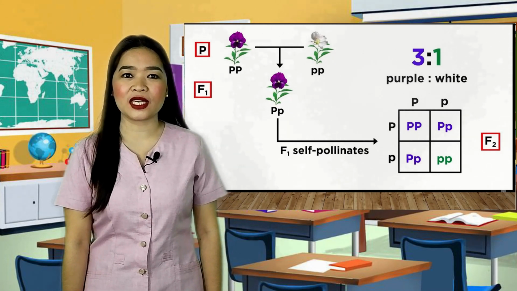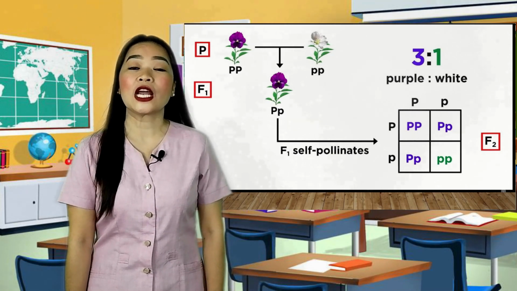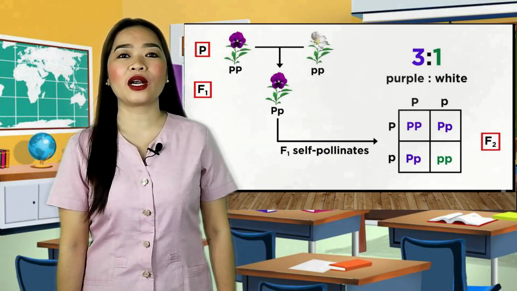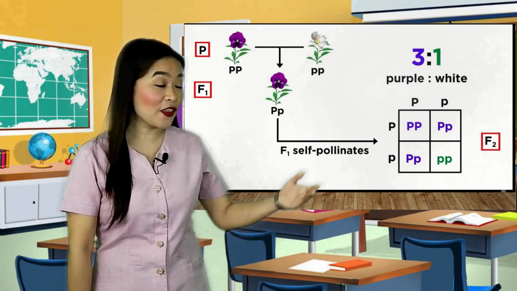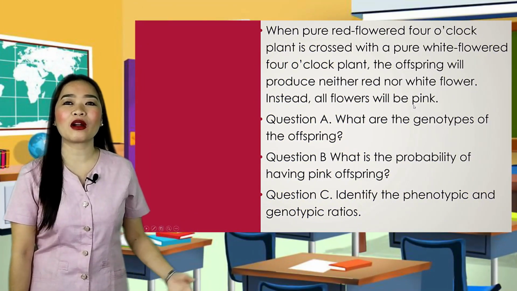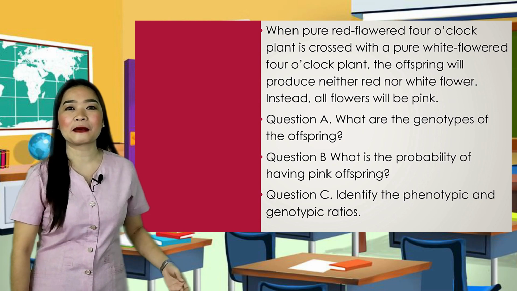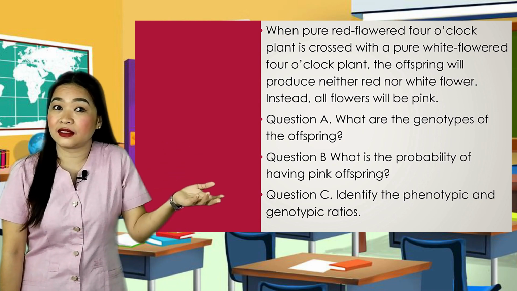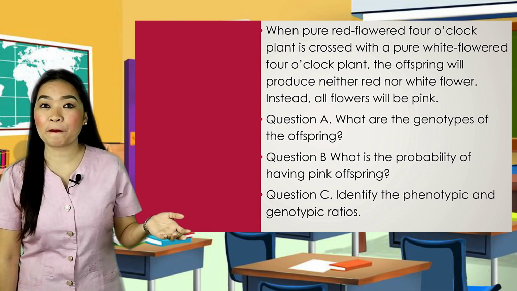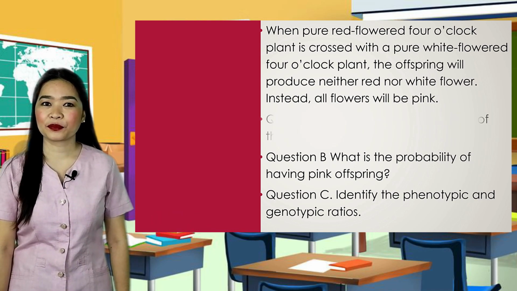However, there are some genes in heterozygote offspring that do not share the phenotype of either parent. To better understand, let us consider this genetic problem. When a pure red flower 4 o'clock plant is crossed with a white flower 4 o'clock plant, the offspring will produce neither red nor white flower. Instead, all flowers will be pink.